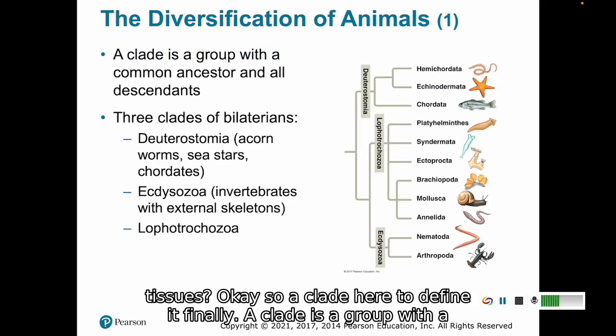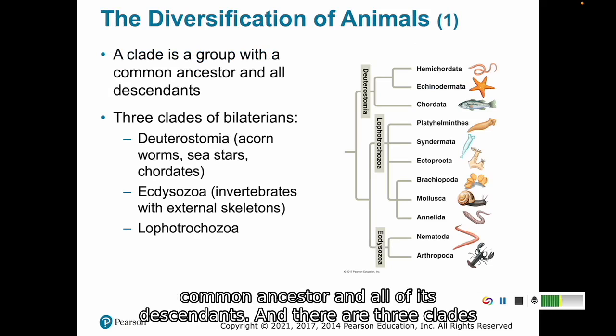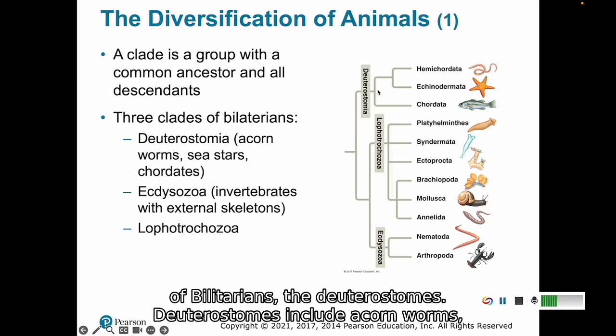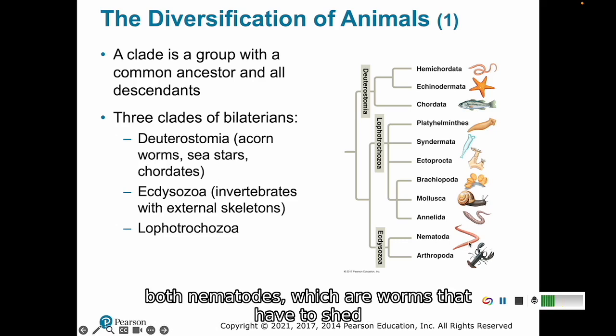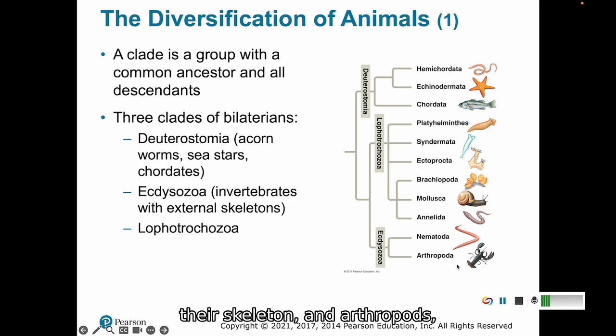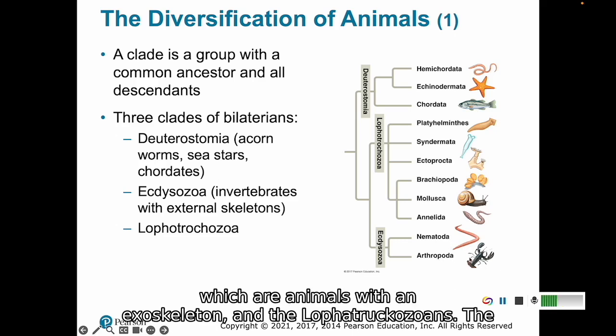Okay, so a clade, to define it finally: a clade is a group with a common ancestor and all of its descendants. And there are three clades of bilaterians: the Deuterostomes, which include acorn worms, sea stars, and chordates. Ecdysozoans include animals with external skeletons, both nematodes, which are worms that have to shed their skeleton, and arthropods, which are animals with an exoskeleton. And the Lophotrochozoans.